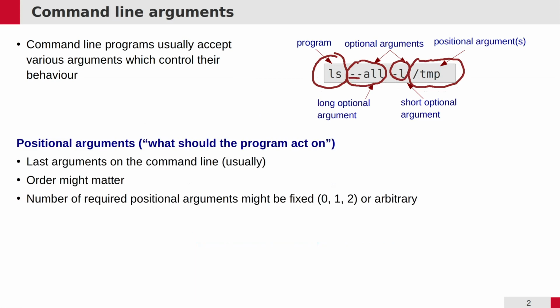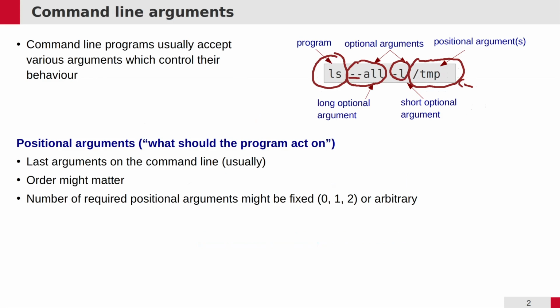And as you can see here, we have two different types of arguments. One is the so-called positional arguments. This would be here the /tmp in this example. They are usually at the end of the command line. There can be multiple, one or more. The order might also matter. For example, I could specify further directories here, and of course ls would list them exactly in the order in which I specified them. How many I can specify, or whether I can specify any, or whether the number is fixed or arbitrary, depends, of course, on the program.